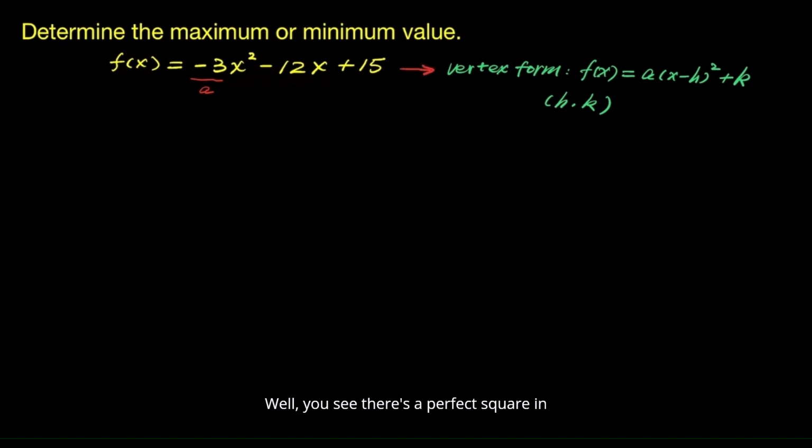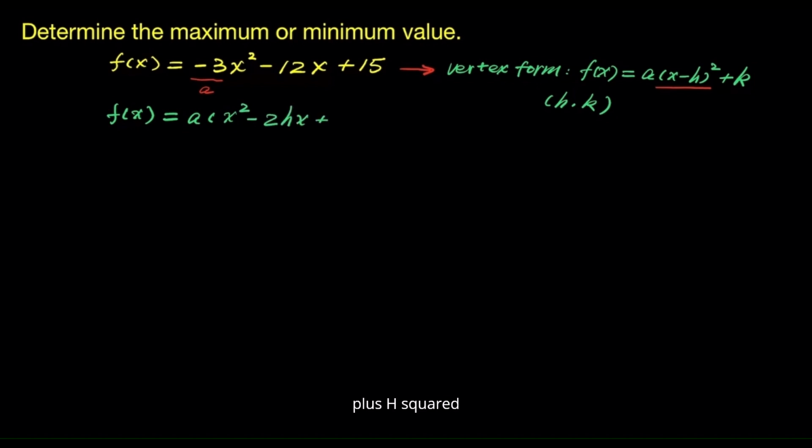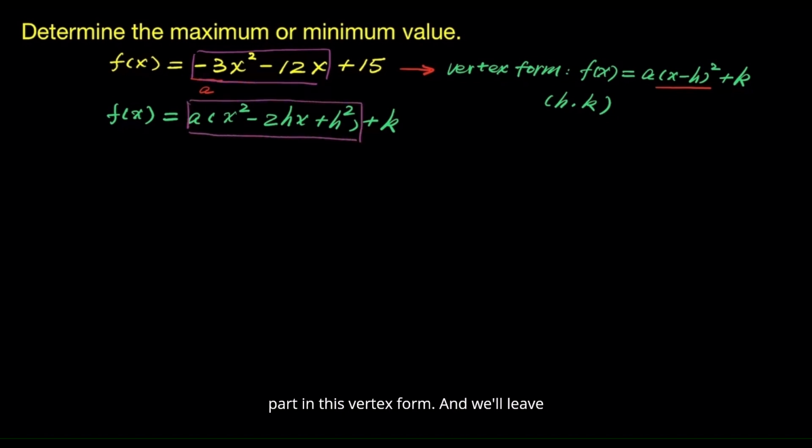Well, you see there's a perfect square in this vertex form. Let's see what we can get if we expand it. So we have f(x) equals ax squared minus 2hx plus h squared plus k. So our task is to manipulate the first two terms of our function to make it look like this part in the vertex form. And we'll leave this 15 alone for now, which will eventually be part of this k value.